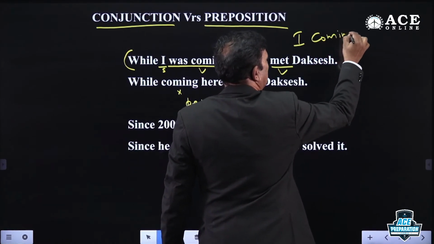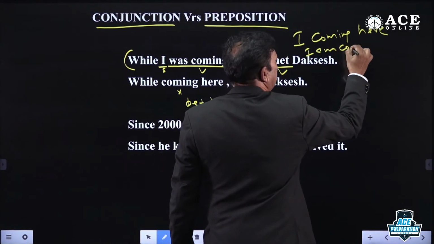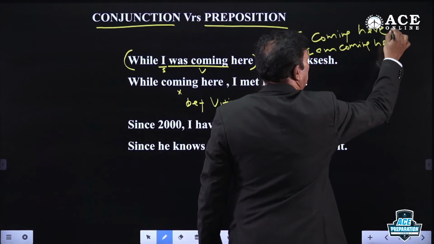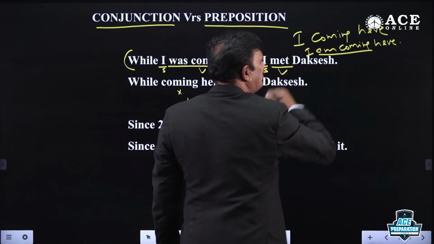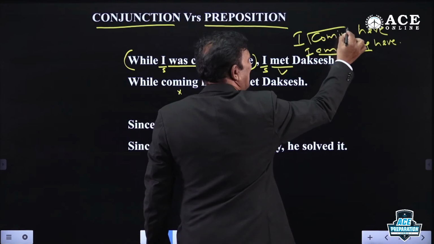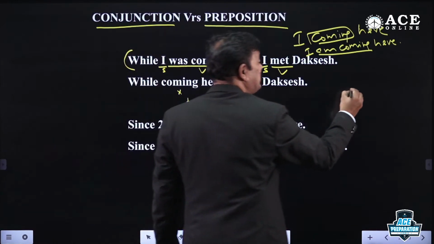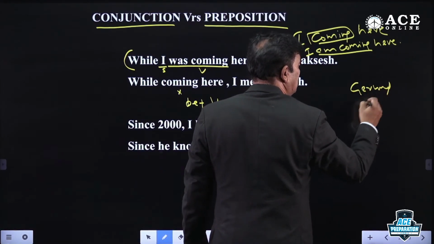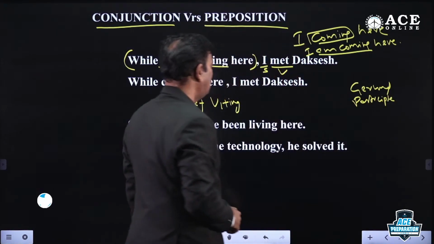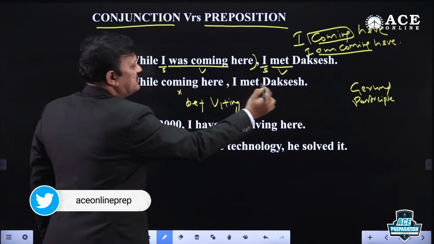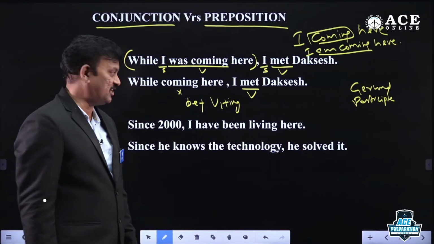Look at this one. I coming here, or I am coming here. Which one has a verb? This is the verb because I have the be form here. So if I don't have a be form on the left side of this V1 plus ing form, that is not a verb. That has to be a gerund or participle. Now here, how many verbs are there? There is only one verb. While coming here, I met Dakshesh.